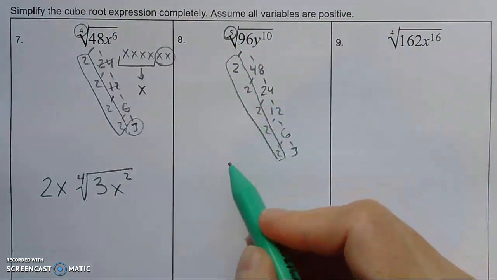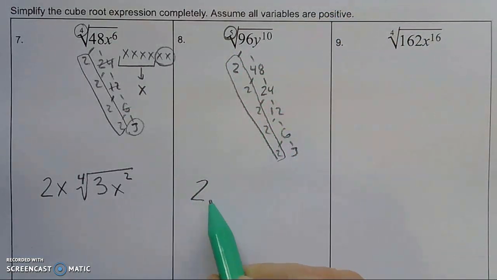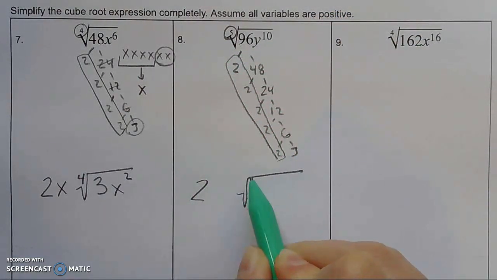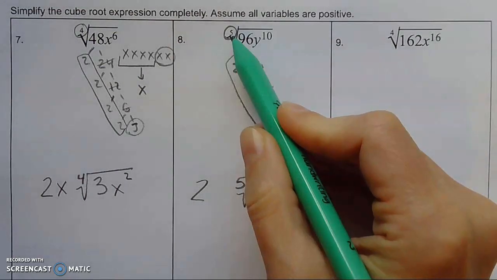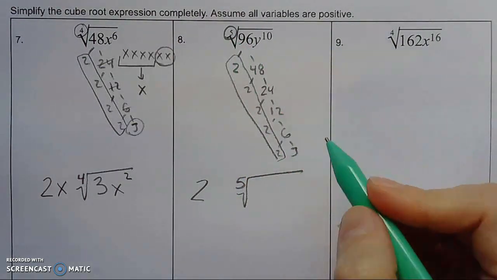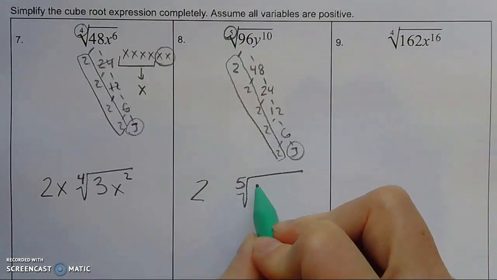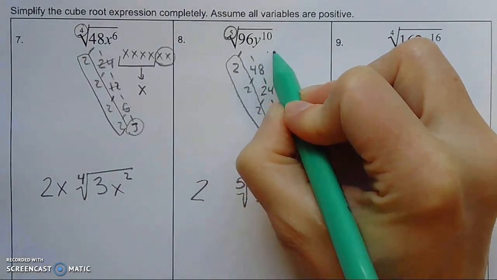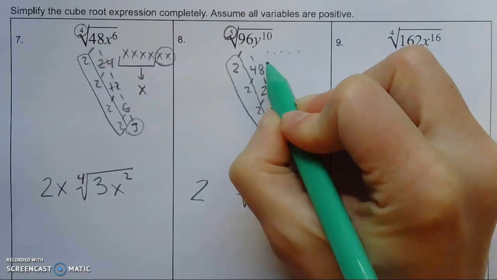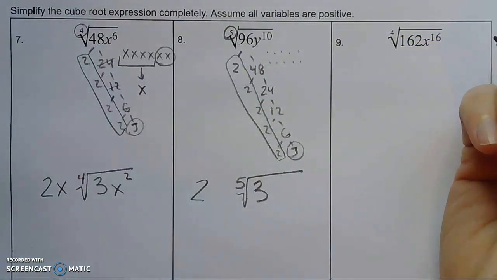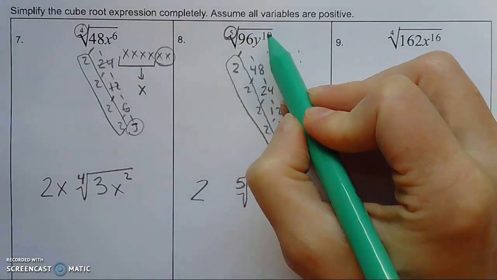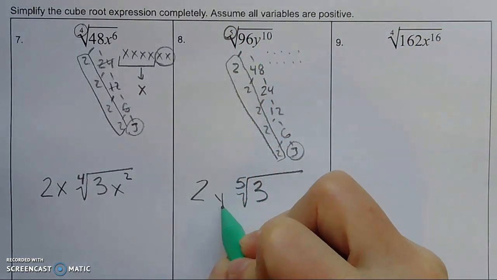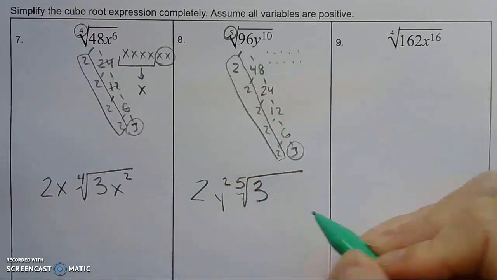So on the outside, I'm bringing in 2. I'm going to skip space for my variable, I'm going to make sure I put the correct index there, 5 and 5. Okay, and on the inside, I'm left with just a 3. If you want to write out all 10 y's, 1, 2, 3, 4, 5, 6, 7, 8, 9, 10, you can, but 5 goes into 10 how many times? 2 whole times with no remainder.